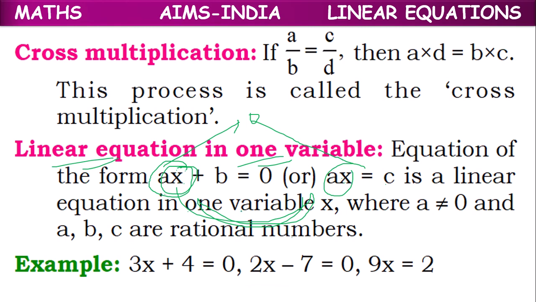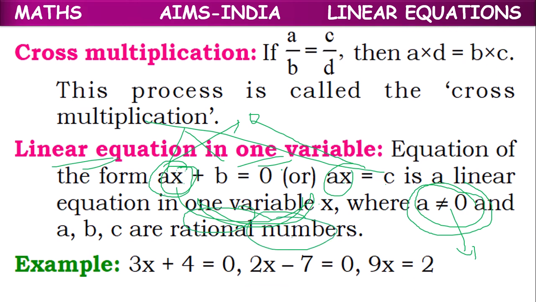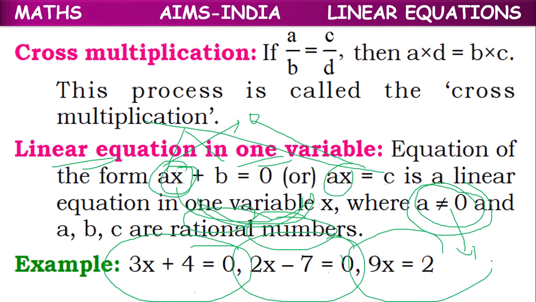But one condition applies here: a should never be equal to 0. So a not equal to 0 is the condition. The remaining a, b, c can all be any rational numbers. So 3x plus 4 equal to 0, 2x minus 7 equal to 0, 9x equal to 2 are all examples of linear equations in one variable.